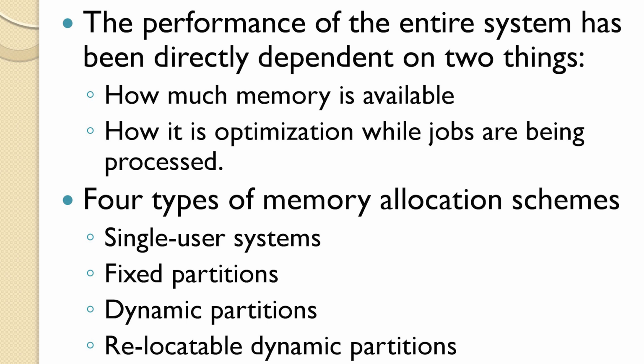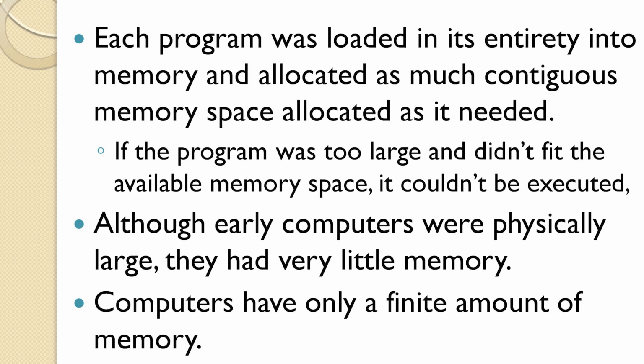The memory can be divided into four types. First one, single user system, fixed partition, dynamic partition, relocatable dynamic partition. First we will discuss the single user contiguous scheme. Each program was loaded in entirety into the memory and also allocated. How much memory is allocated in the contiguous memory is as needed. If the program was too large and didn't fit the available memory space, it could not be executed.